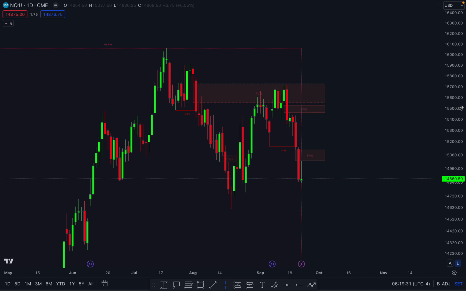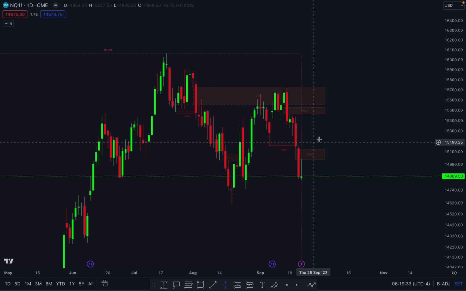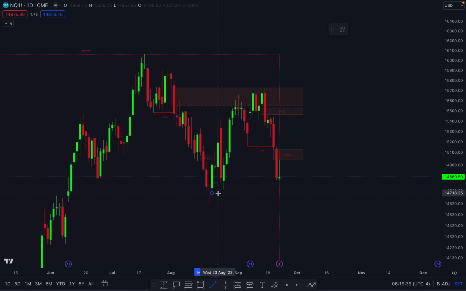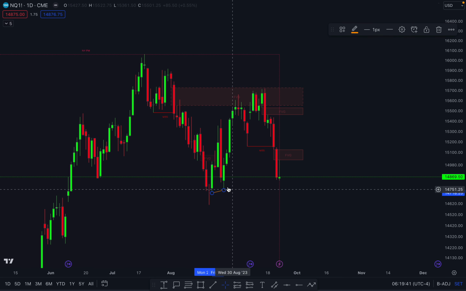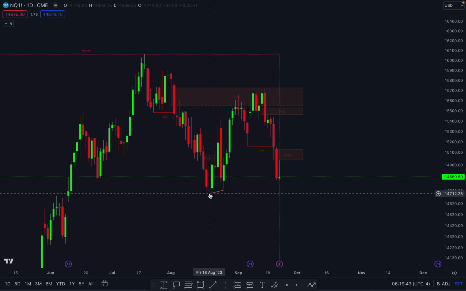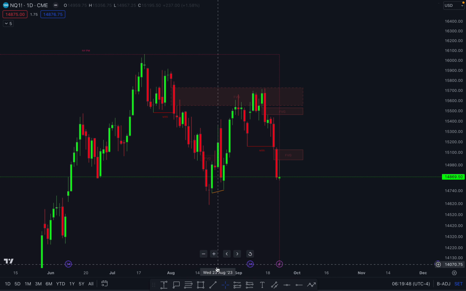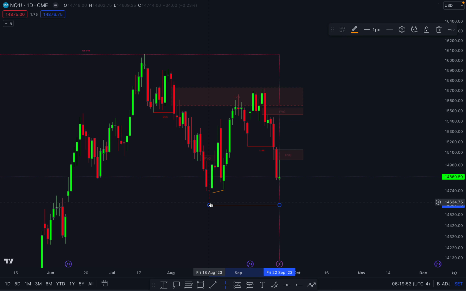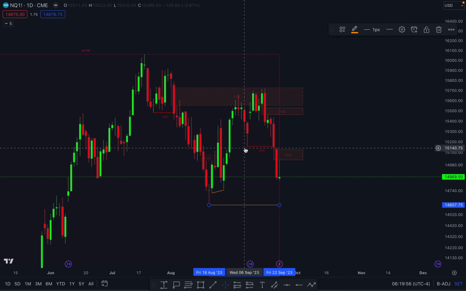Okay. So now that we know that we reversed, where would our target be? The first one would be these relative equal lows. These are important. I call them relative because they're a bit slanted. It's not a straight line. These are important target levels. That's target number one. The second target will be this swing low. A lot of people put their stop losses here, those that want a long.